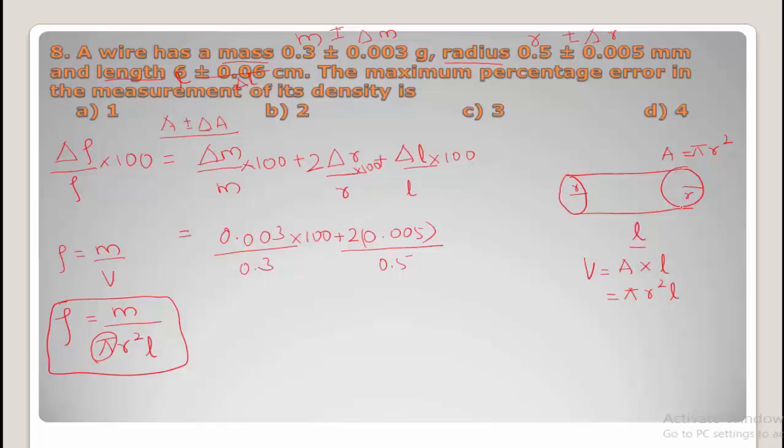So here delta M means 0.003 divided by 0.3 plus 2 into delta R value is 0.005 divided by 0.5. Multiply this by 100. Okay, into 100 plus last delta L is 0.06 divided by 6 into 100. Okay, so simplify this value. What you will get? The final answer is 4. So the correct answer is option D.